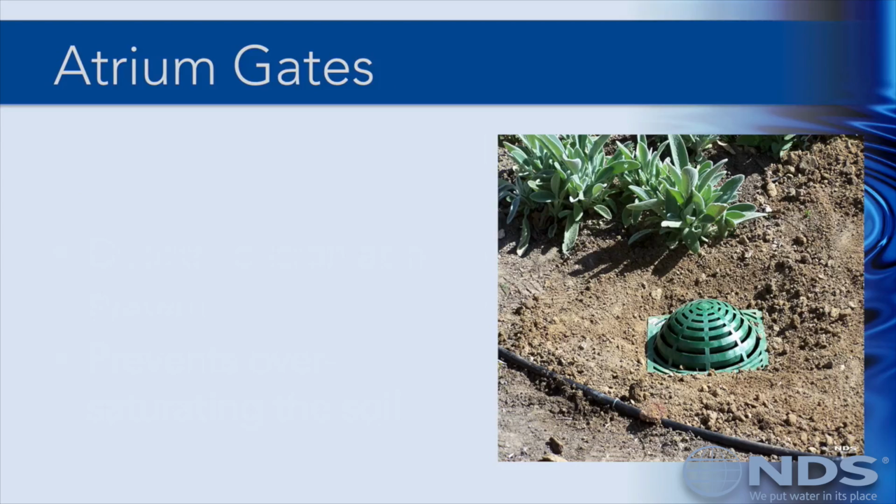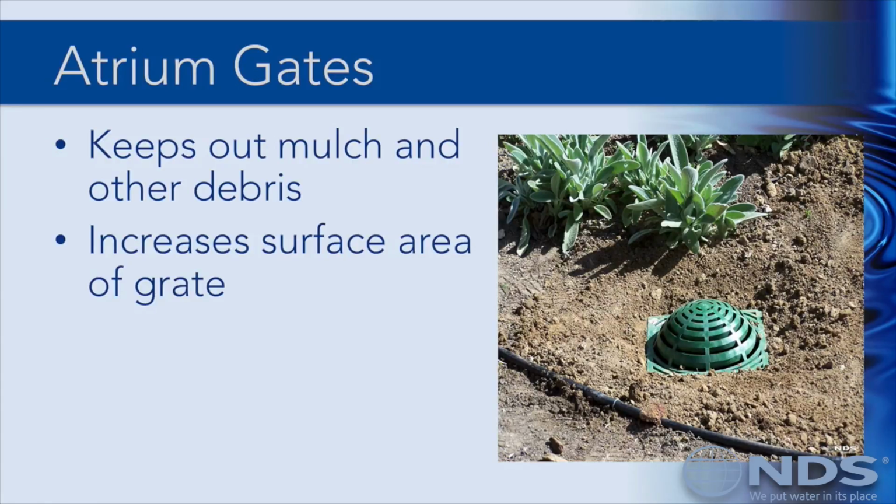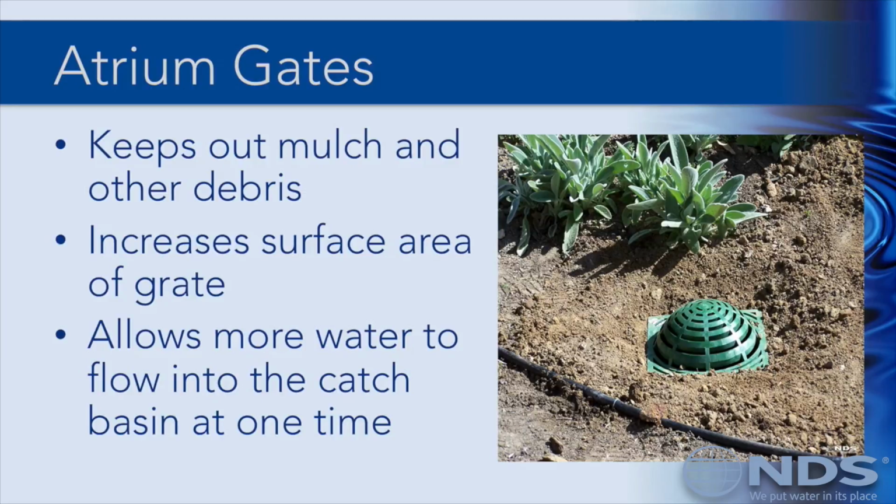Installing an atrium grate instead of a flat grate improves their effectiveness in two ways. It keeps out mulch and other debris, and it increases the surface area of the grate, allowing more water to flow into the catch basin at one time than a flat grate on the same sized basin. Keep in mind that atrium grates are only suitable for natural or landscape areas, as the raised profile would interfere with mowers in lawns and people in paved patios or walkways.